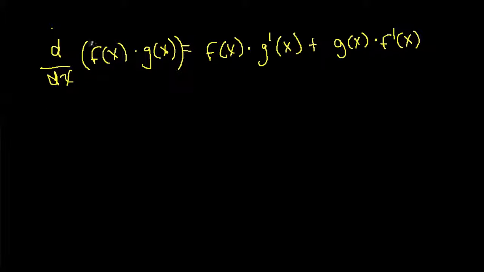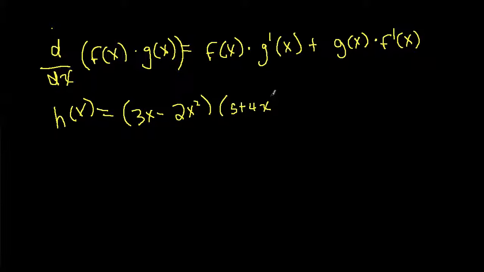We're going to do two examples. So our h of x, which is our function, is going to be written as 3x minus 2x squared times 5 plus 4x. Okay, so this is a function, and it's written as the product of two functions. So my first step is to label my two functions. I'm going to label this one f of x, which is my first function, and label this g of x.